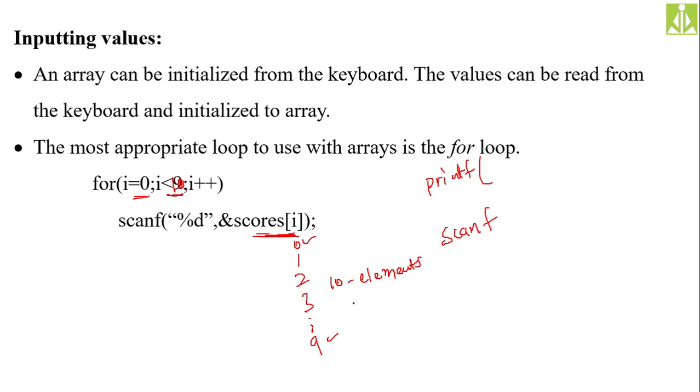So when the i value becomes 10, what will happen? This condition will fail, because we are saying 10 is less than 10. So this condition will fail, and it will come out. It will not read any more elements, and it will simply come out. Hopefully you understood. So in this way, we are going to read the elements from the keyboard.